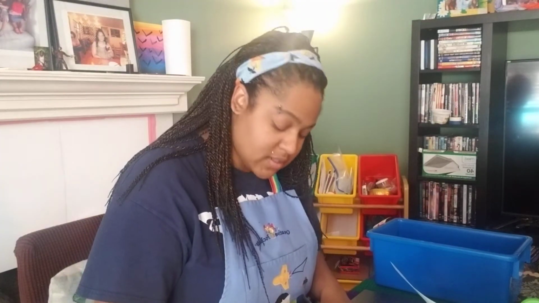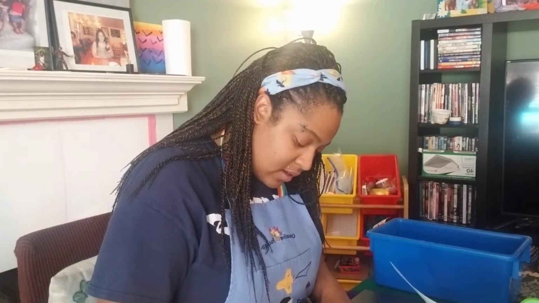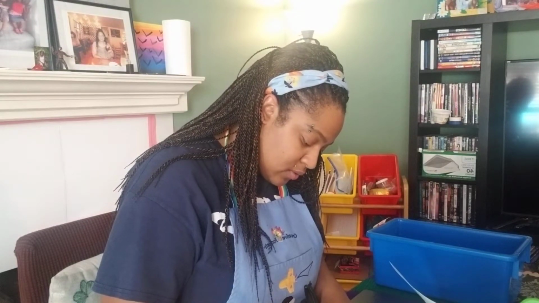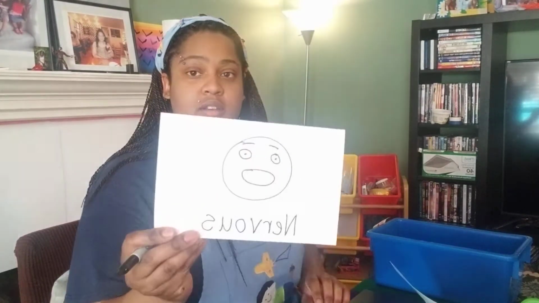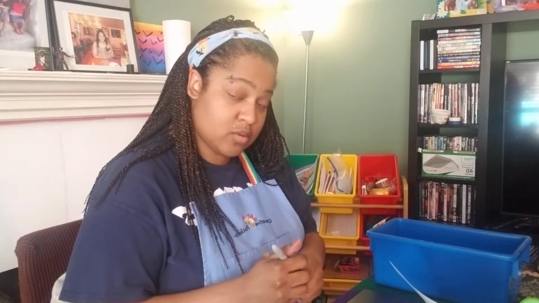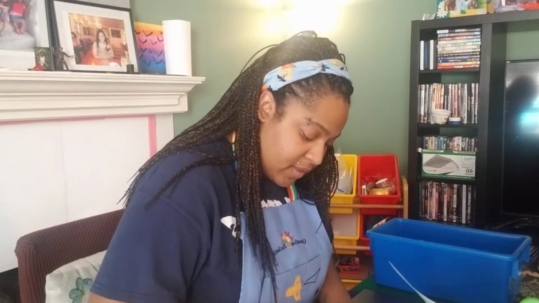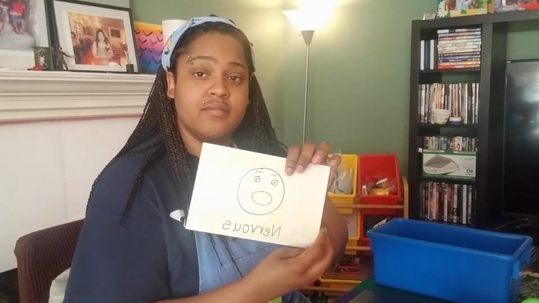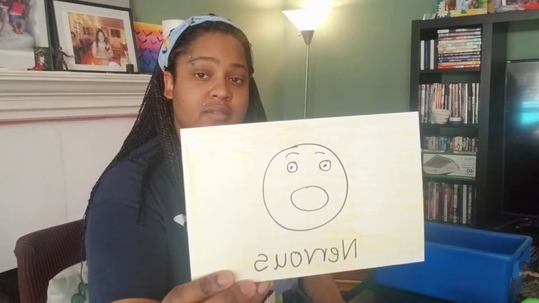And I'll write nervous down here on the bottom. N-E-R-V-O-U-S. Nervous. And then you will take your yellow crayon, marker, color pencil, and you'll color the whole card yellow. When you finish, you'll have your nervous card.